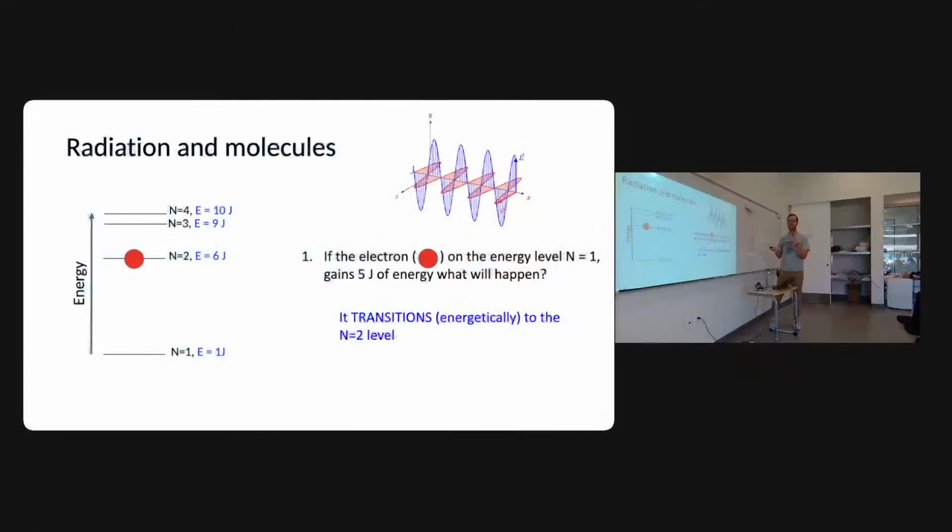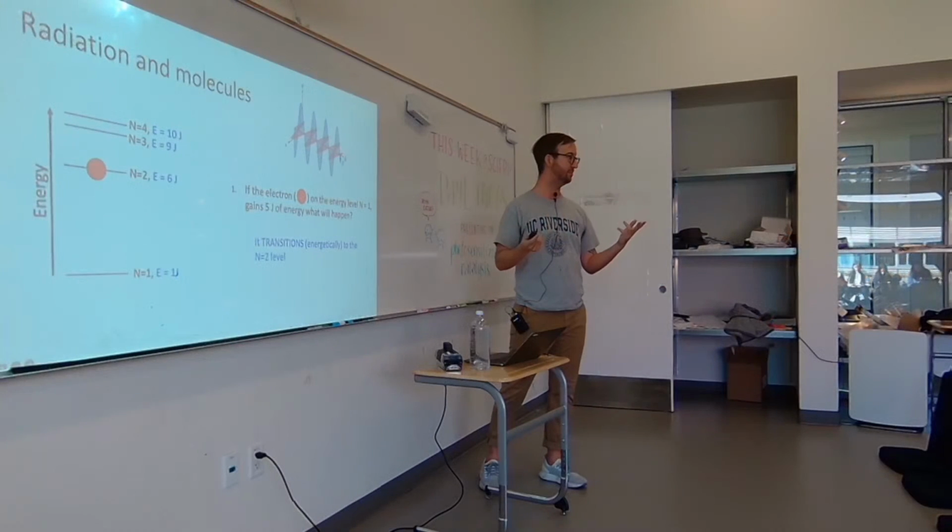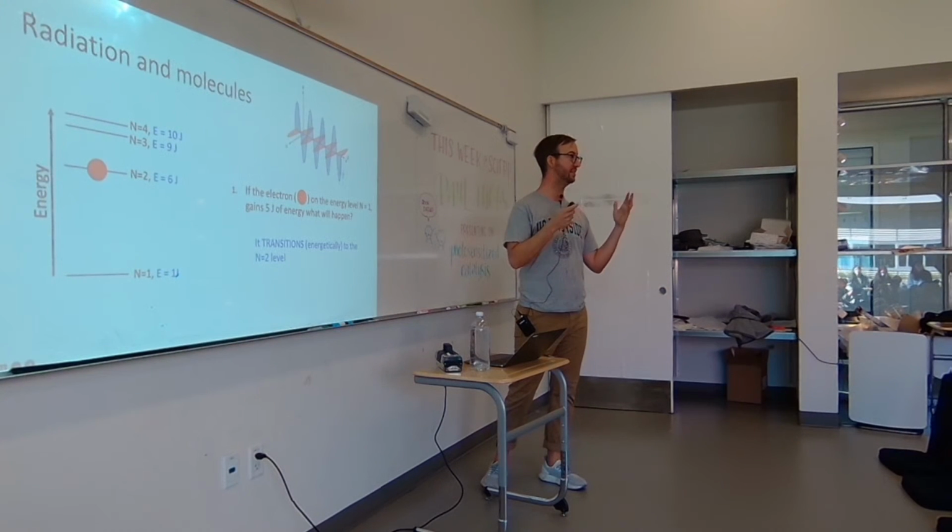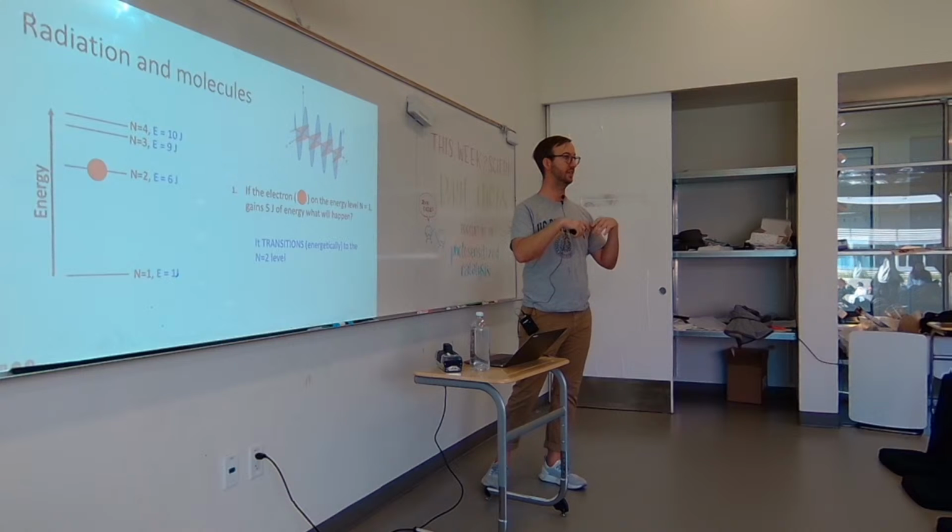Two things are really important from this very simple diagram. One, the animation I just showed has the electron physically moving somewhere. When electrons absorb energy, they do not necessarily physically move. This diagram is just used to show that it gains some energy, so it's not necessarily a physical movement.